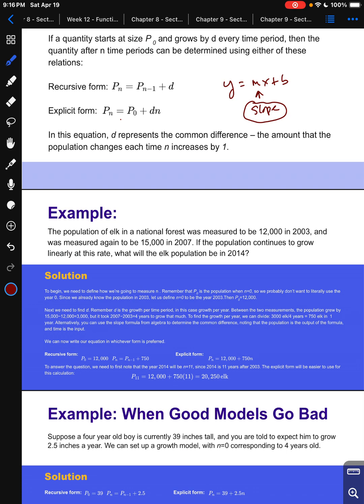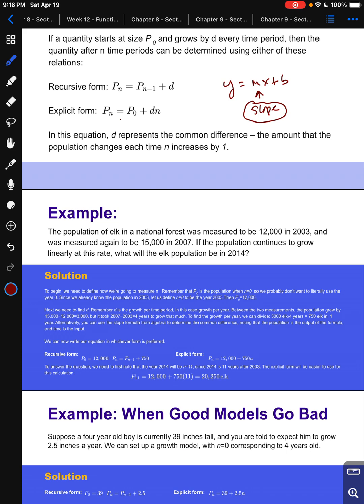The population of elk in the national forest was measured to be 12,000 in 2003. It was measured again to be 15,000 in 2007. If the population continues to grow linearly at this rate, what will the elk population be in 2014? So, let's talk about this a little bit.